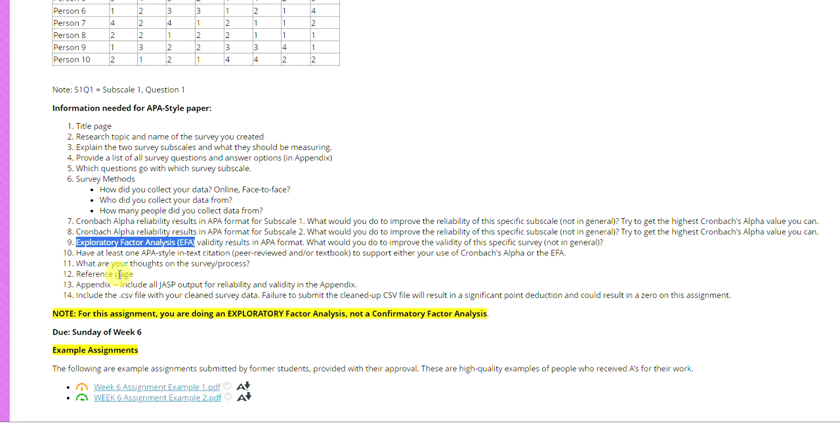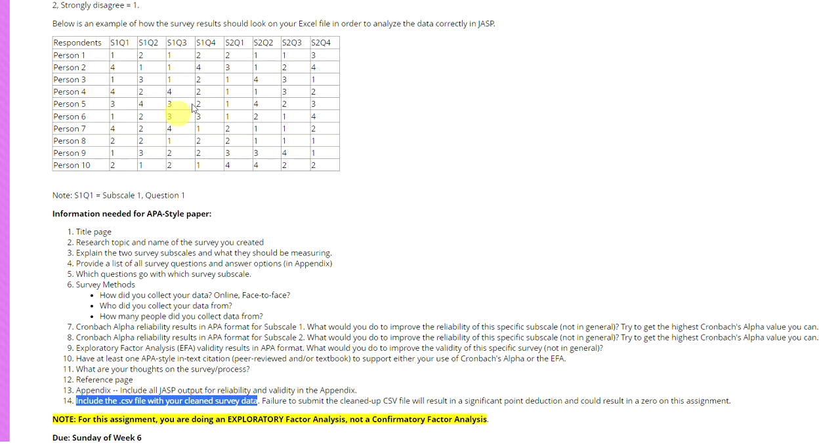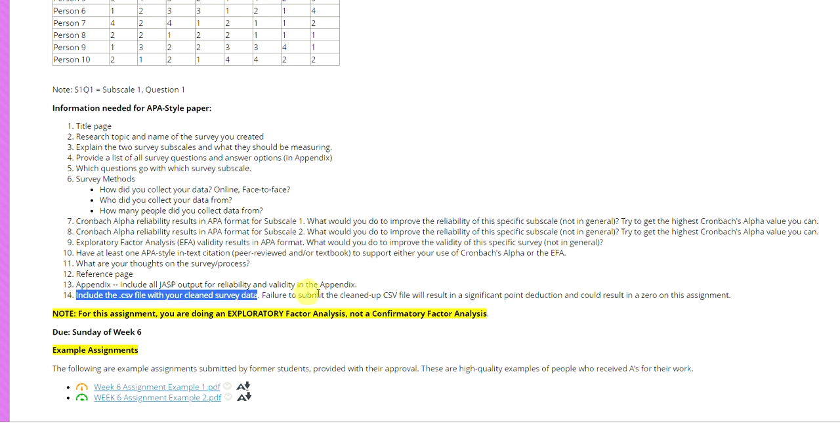Make sure to have a reference page and your appendix. Include all JASP output and include the CSV file with your cleaned survey data. Basically that means this right here. Failure to submit the cleaned up CSV file will result in significant point deduction and could result in 0 on this assignment. So, just please don't do it. Also note for this assignment, you are doing that exploratory factor analysis, not a confirmatory factor analysis. Confirmatory factor analysis was last week, week 5. For this week, week 6, we are doing the exploratory factor analysis.